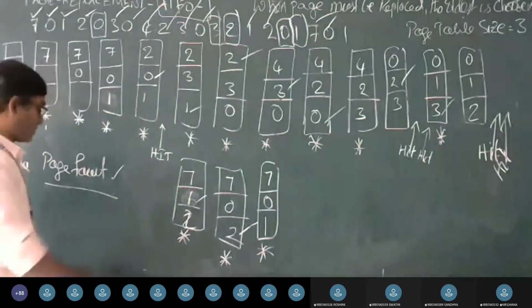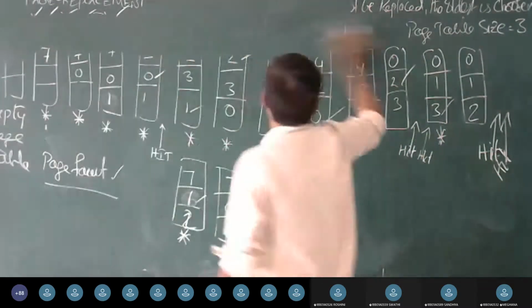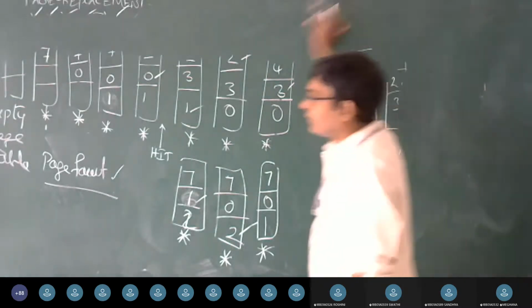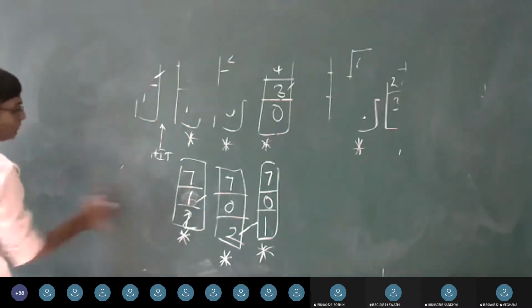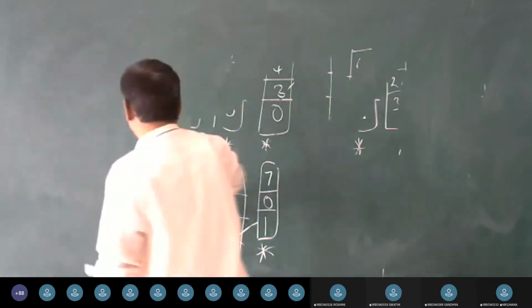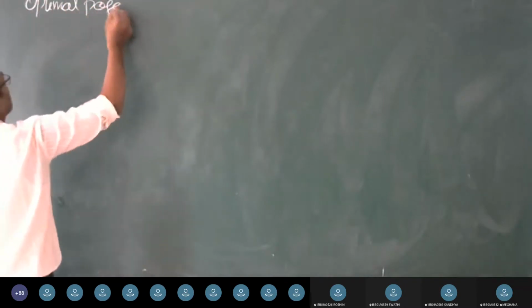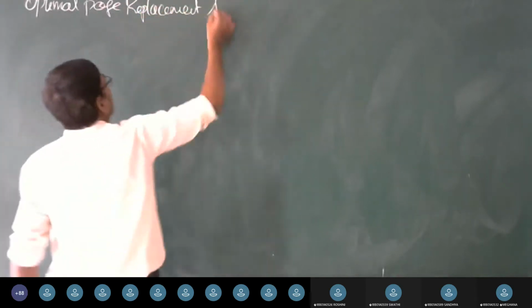So after first in first out, now let us look into one more page replacement technique. That is what we are going to call the optimal page replacement. Now we are going to discuss one more technique which we are going to call the optimal page replacement algorithm.